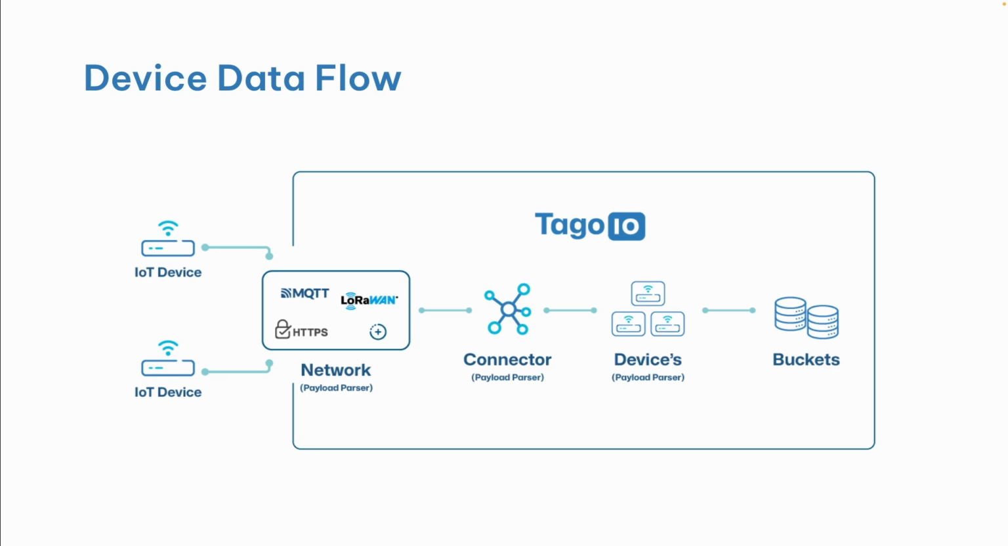After that layer, we then have the optional layer known as device payload parser. This is an optional layer that has the objective of allowing users to tweak their data before it is stored in the device's bucket. Lastly, we have the data being stored in the device's bucket, meaning that the data is now safe at TagoIO and can be edited if your device is a mutable device.